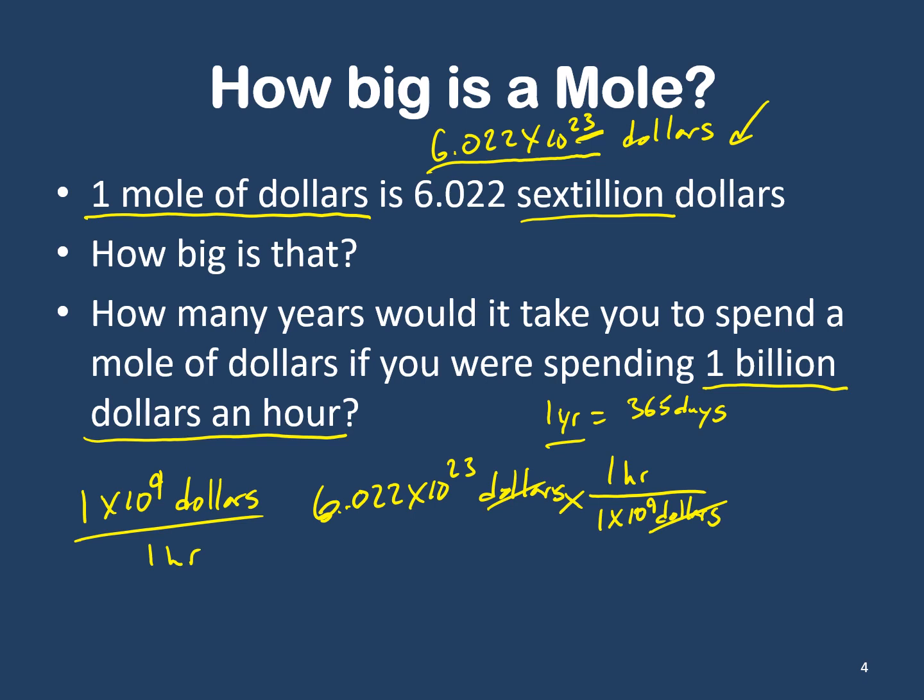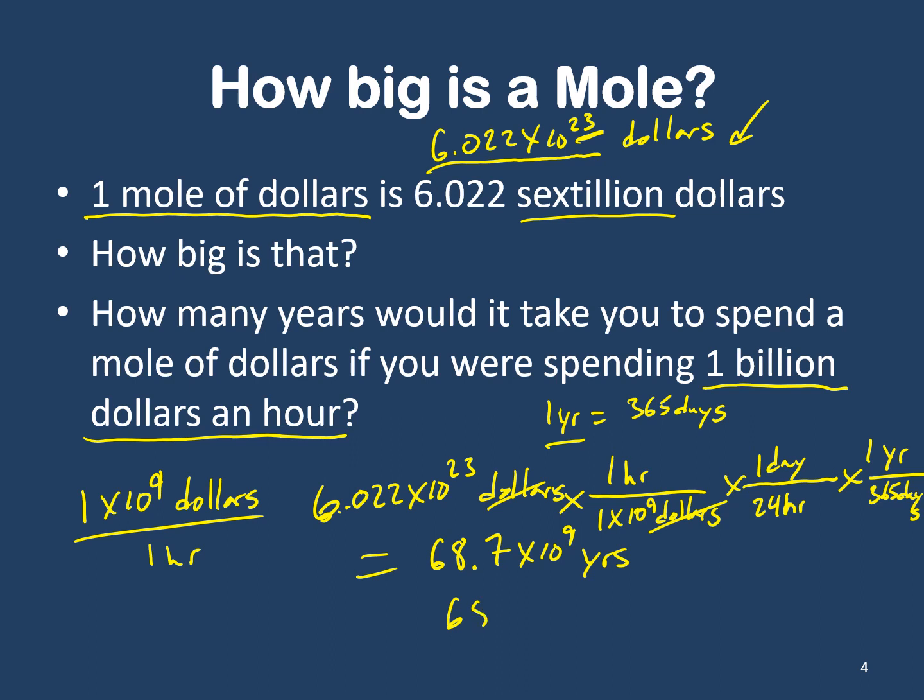Now hours will give us an exceedingly large number. We won't be able to understand how long that is, so let's convert to 24 hours in 1 day and 365 days in 1 year. Okay, if we do this out and calculate this, we get that this would take roughly 68.7 times 10 to the 9 years. Or, in other words, roughly 68.7 billion years to run out of money.